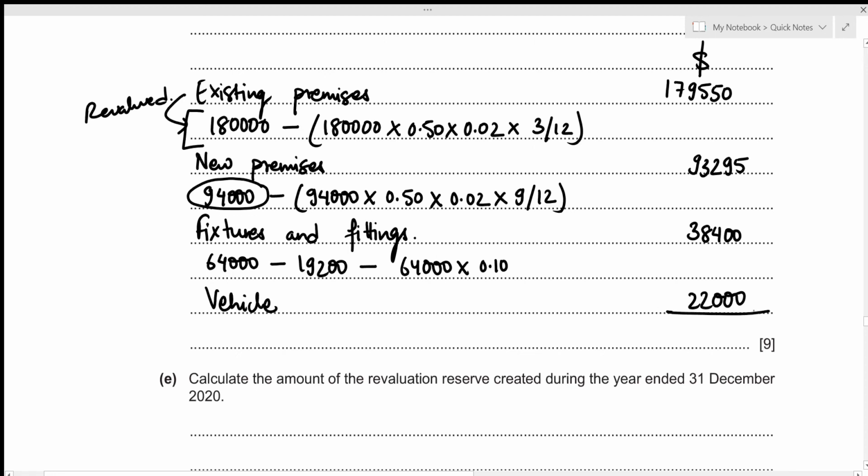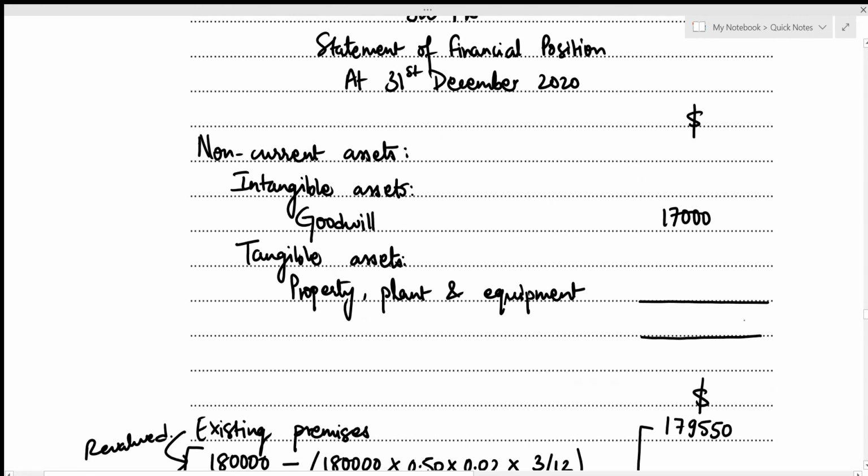Now we can easily figure out the total for property, plant, and equipment by adding these four amounts. So that's 179,550 plus 93,295 plus 38,400 plus 22,000, which gives the total to be 333,245. So we just need to substitute this value into our extract from the statement of financial position. So we figured the amount to be 333,245.